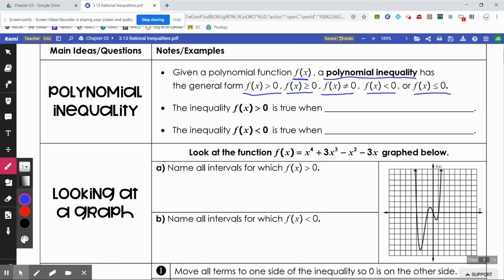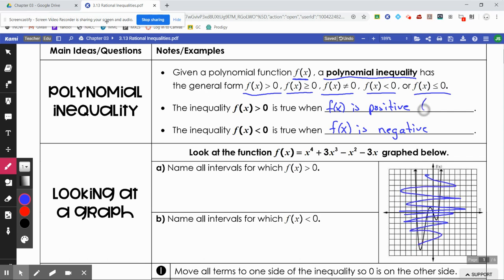The inequality f of x is greater than 0 is true anytime f of x is positive. And that's what that means. F of x is greater than 0 means that f of x is a positive number. The inequality f of x is less than 0 is true when f of x is negative. Now think about where that happens. F of x is positive means that you are up here. F of x is negative means you are down here.